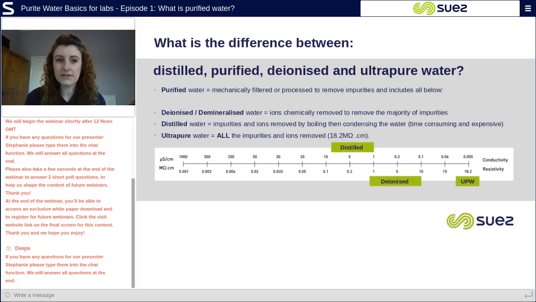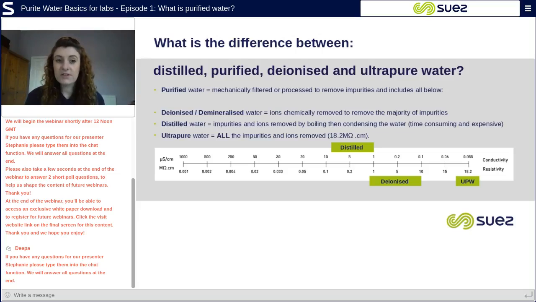distilled water is water that has been boiled into a vapor and then condensed back into water, leaving impurities behind. Distilled water is a form of purified water and usually has a conductivity between 10 and 1 microsiemens. The distilling process is time-consuming and expensive.